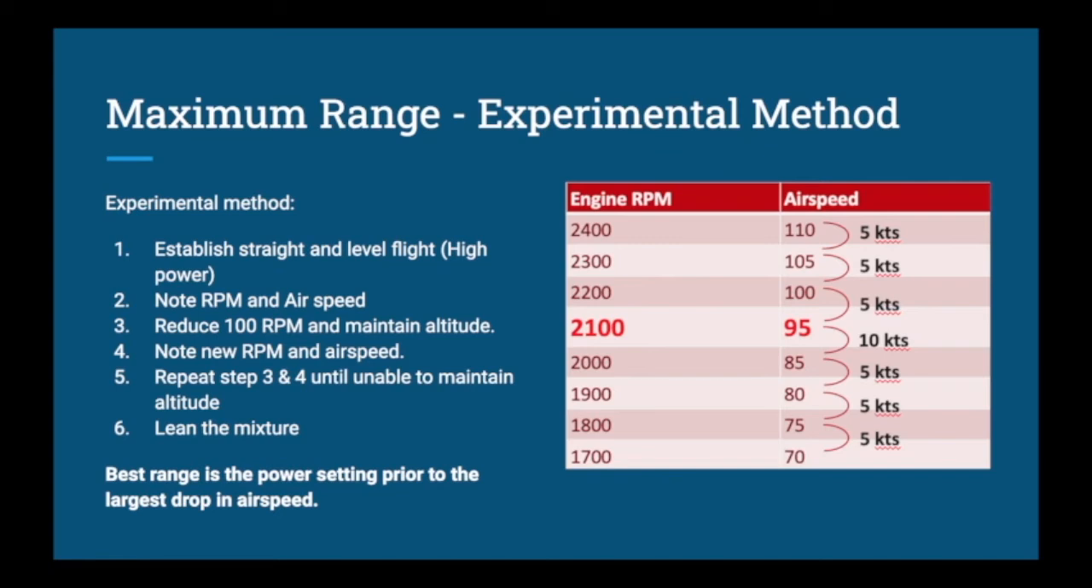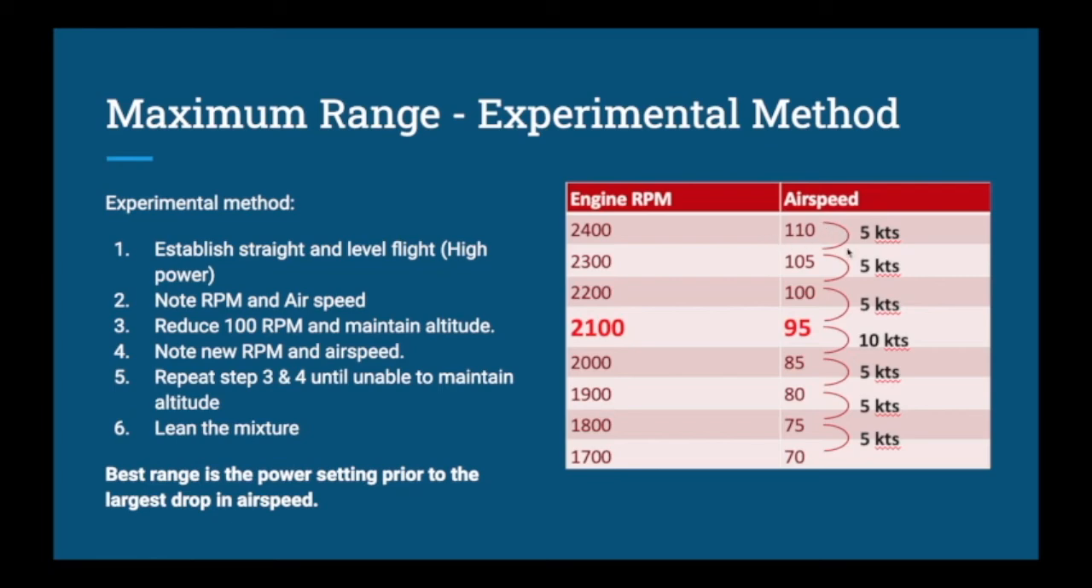If you want to get a little more accurate with it, you could use this experimental method, which is establishing straight and level flight at a high cruise power setting, and you're going to note the airspeed. You're going to reduce 100 RPM, maintain altitude, and note the airspeed. And you're just going to keep on doing this until you find a trend you're watching in the airspeed.